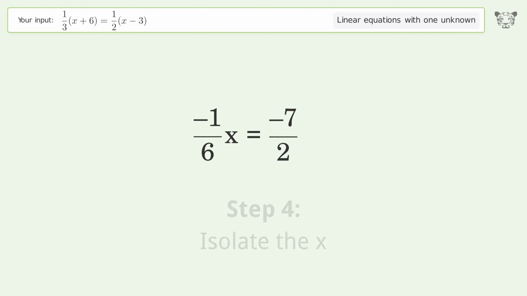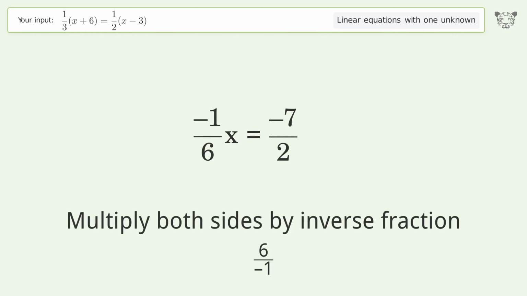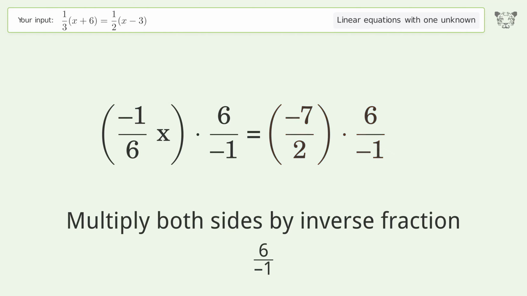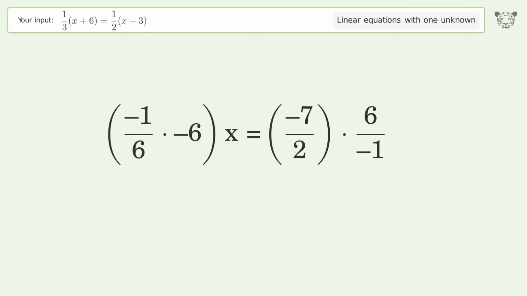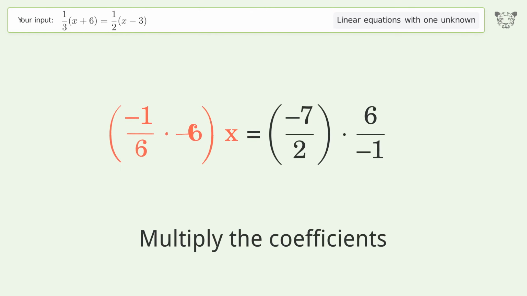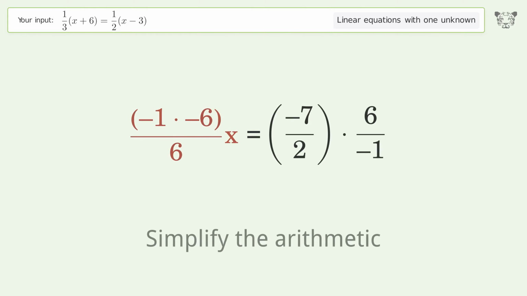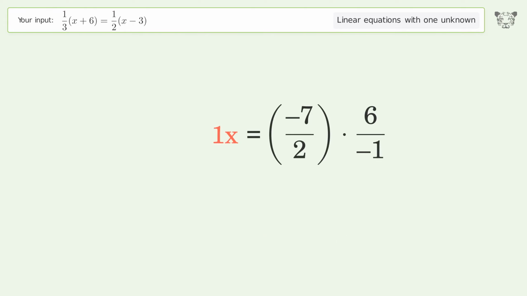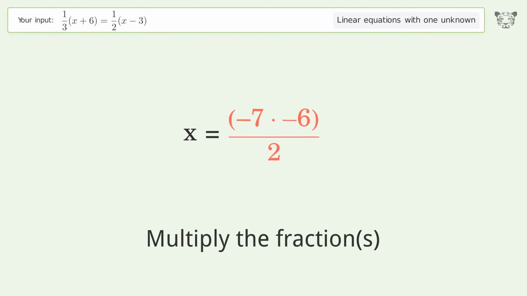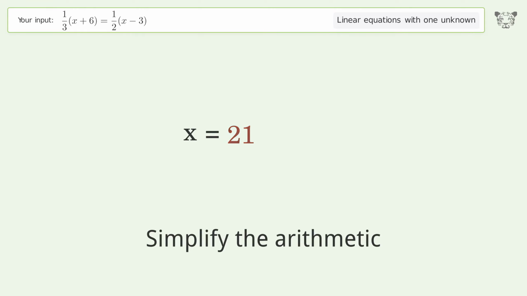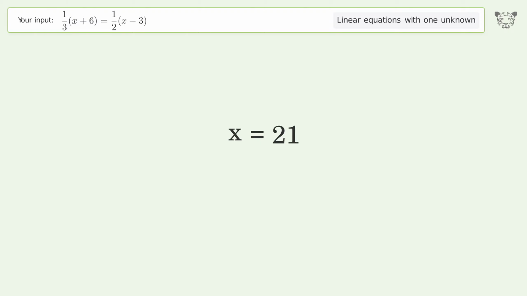Isolate the x. Multiply both sides by inverse fraction 6 over -1. Group like terms. Multiply the coefficients. Simplify the arithmetic. Multiply the fractions. Simplify the arithmetic. And so the final result is x equals 21.